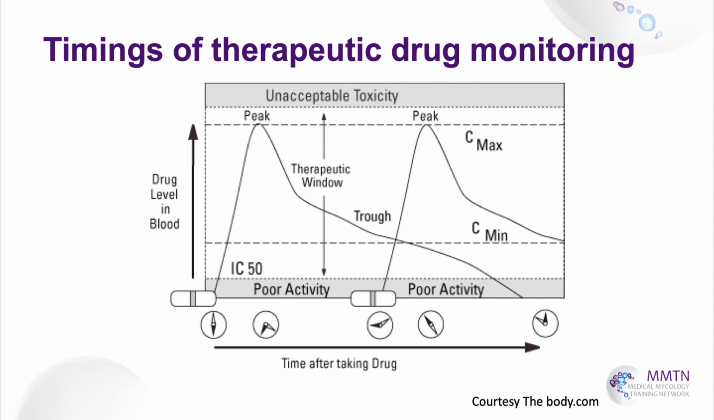Generally, we do peak levels for the anti-TB therapy, that is isoniazid, rifampicin, and pyrazinamide. And for 5-flucytosine also, we look at the peak levels. Peak levels are the levels where we collect the blood 2 hours after consumption of the medications, and we just look at the exposure of the drugs after 2 hours. So this is where you collect the blood.